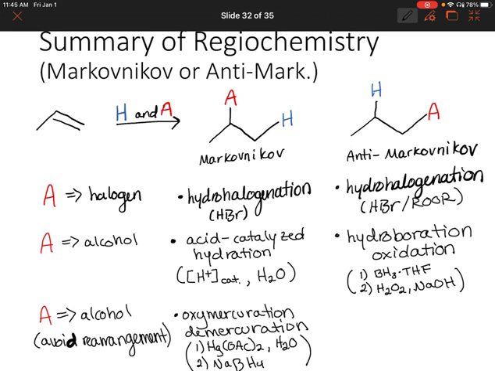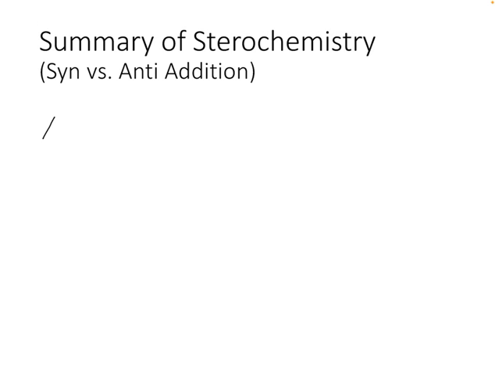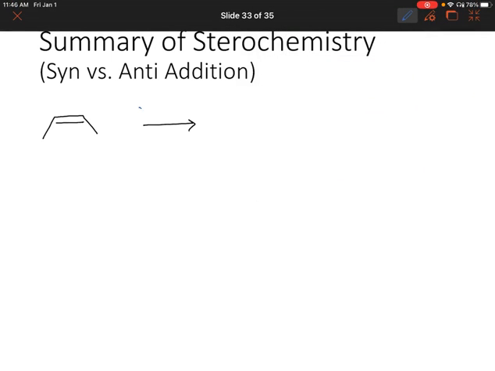All right, so let's go over syn versus anti-addition, because that also can be hard to remember. All right, so this has more to do with stereochemistry than regiochemistry. And again, let's say we have an alkene, and we'll just draw a cis alkene here. And we're adding X and Y across the double bond. So X is in blue, Y is in red.